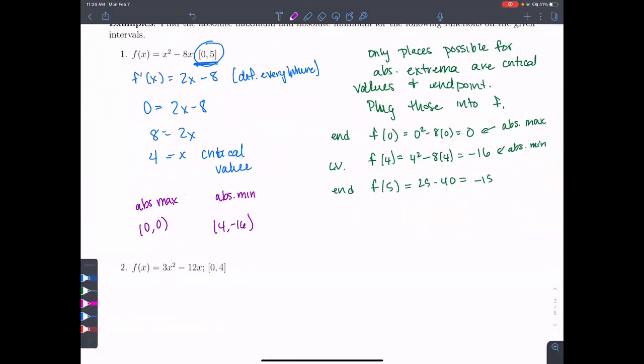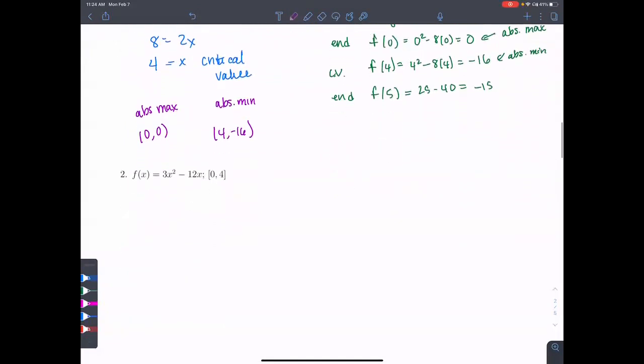So the only places it's possible for this function to have absolute extrema are at critical values, where the derivative is 0 or undefined, or at the endpoints of the interval. We plug all of those into the original function. Whichever one is biggest is where the function is the biggest. Whichever one is the smallest is where the function is the smallest.